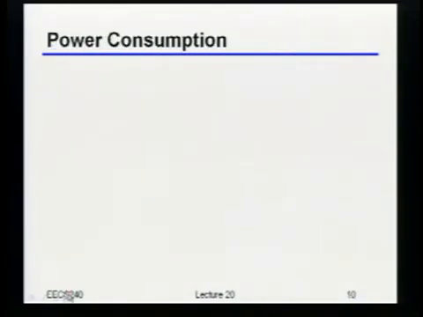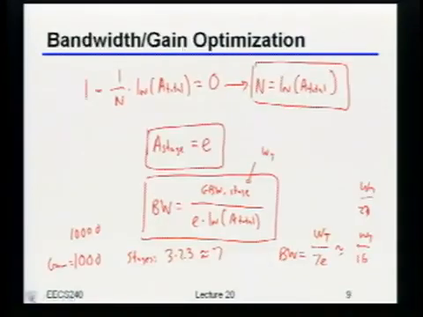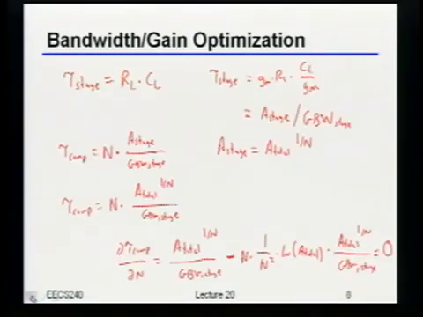Okay, so now we have sort of an idea. Oh, yeah. So in this derivation, you assume that each stage has got the equal gain. So do you think there may be some other optimization where you have different gains for each stage? Okay. So it's a good question.